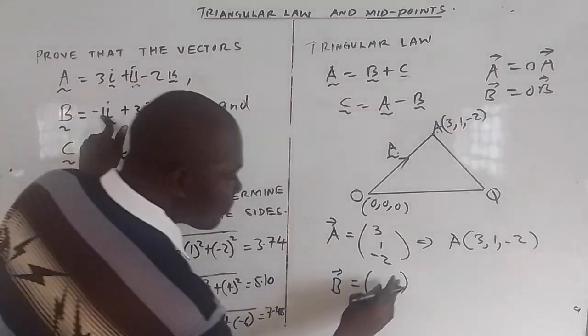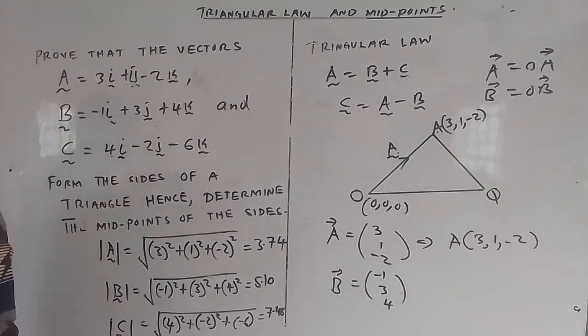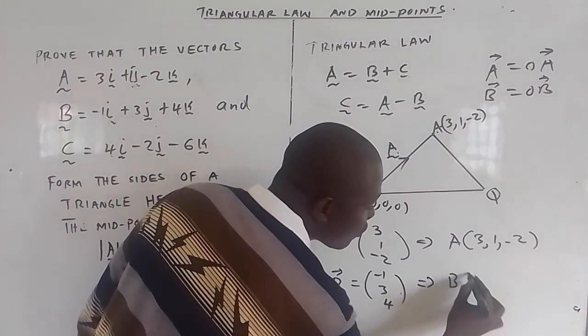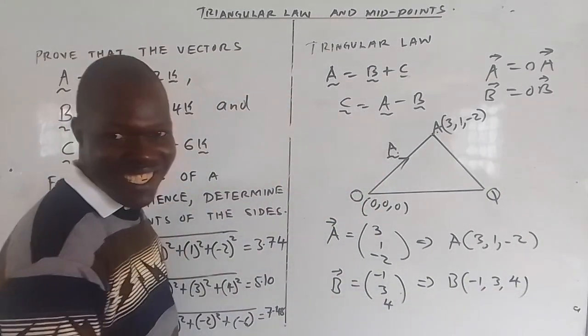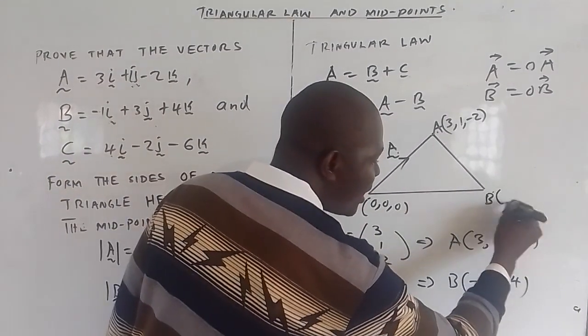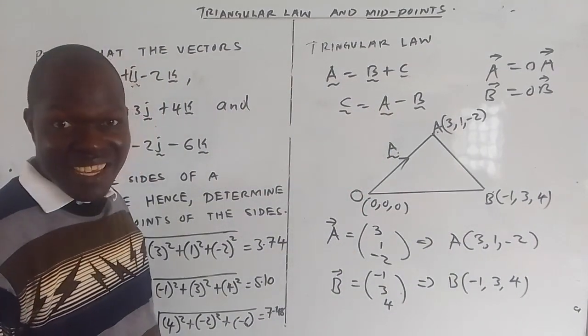Negative 1, 3, 4. Negative 1, 3, 4, isn't it? So if you change that to coordinates, what are the coordinates of B? Isn't it? So it means if you put this to B, it is negative 1, 3, 4. Are you seeing? Are we together?